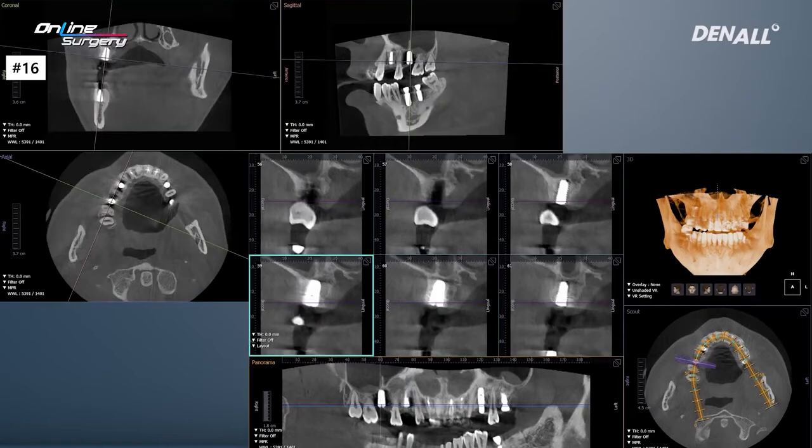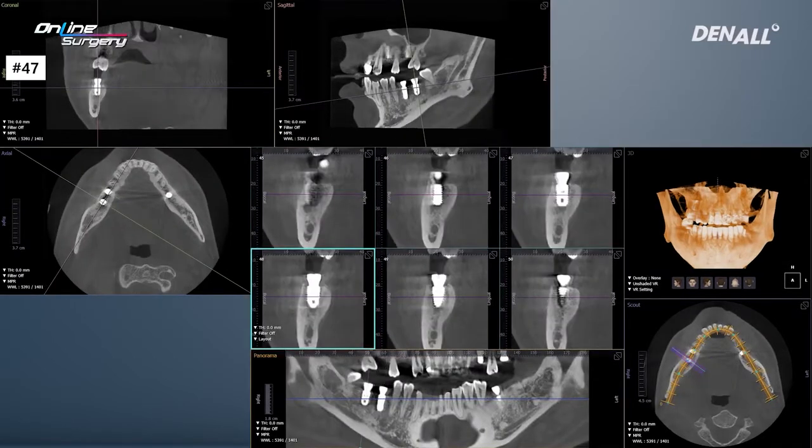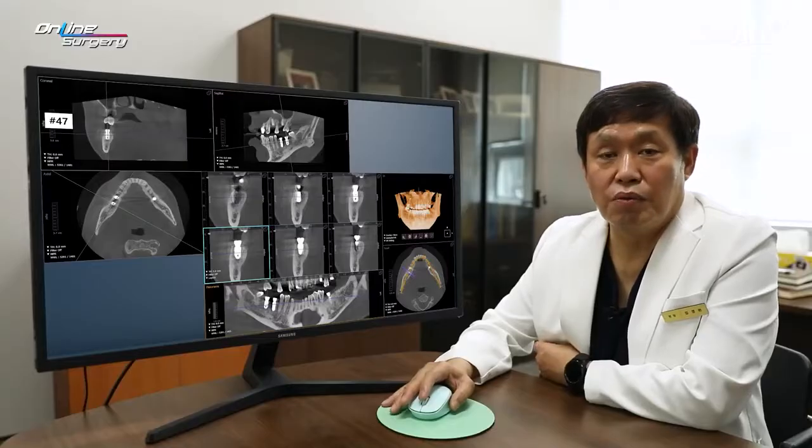This is immediate post-op. In the case of number 16, on the distal side, GBR was done. Number 46. Number 47, OneGuide was used to place the implant in the planned area. You can see that on the CT. Let's look at the surgical clip.